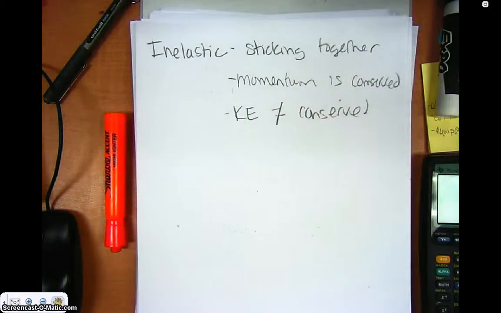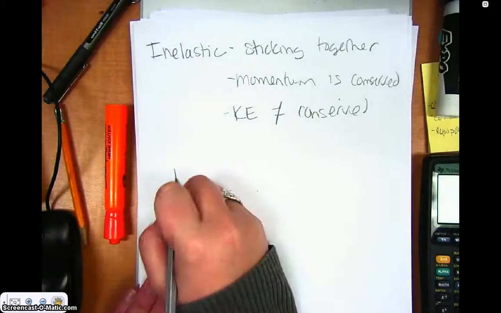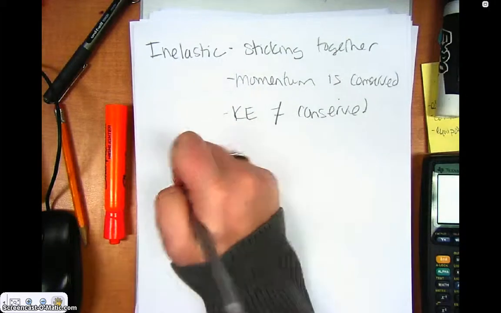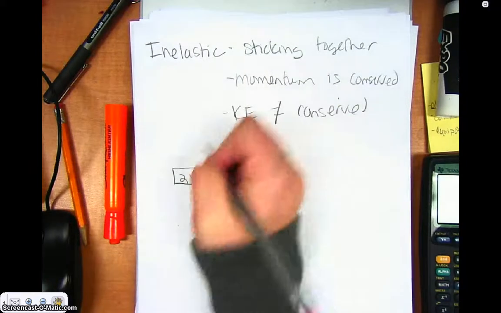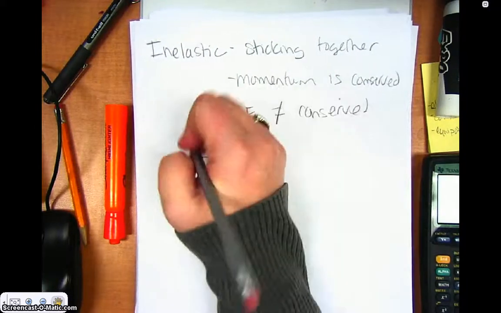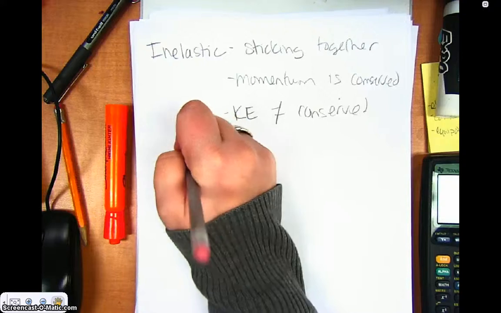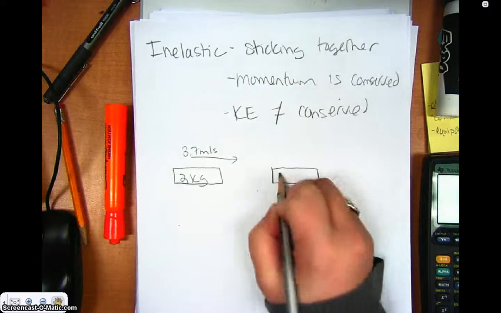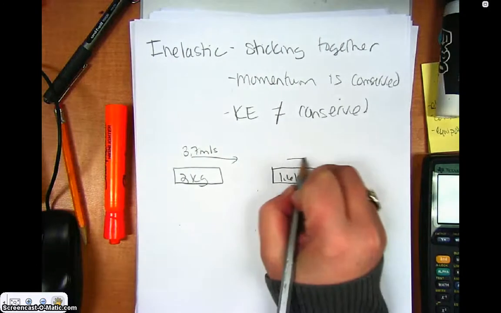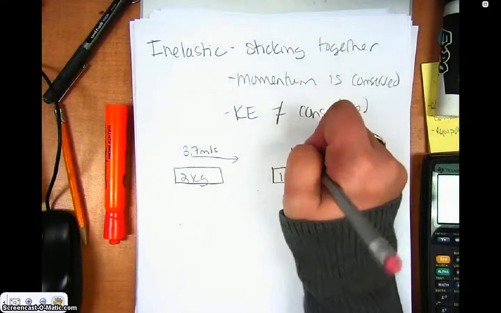Okay, so let's just do a simple example. We'll use conservation of momentum first, and then we'll look at the difference in kinetic energy before and after the collision. So let's use an example of the cars again. We have one car, 2 kilograms, going this direction at a velocity of 3.7 meters per second. And over here we have another car, 1.6 kilograms, going in this direction at 1.3 meters per second.